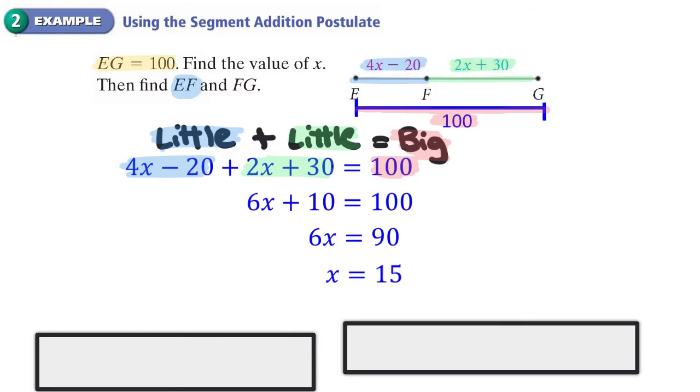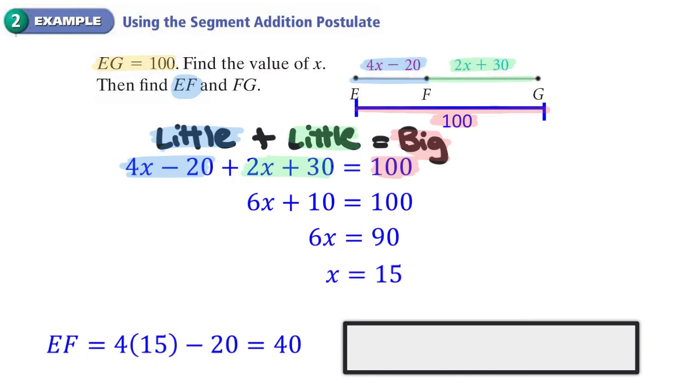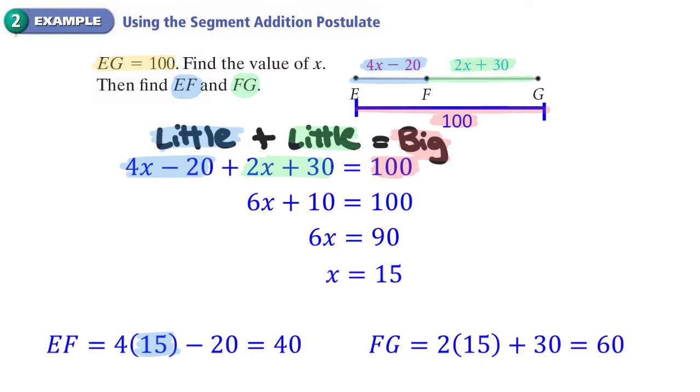So if I plug in the 15 into my value of EF, it gives me a value of 40. And similarly, for the value of FG, if I plug in the value of 15 in for x, it gives me a value of 60. So our final answers are x is 15, EF is 40, and FG is 60.